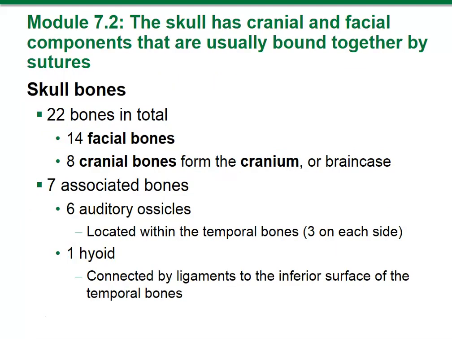The skull bones, there's 22 bones in total, 14 facial, 8 cranial. Then there's 7 associated bones, like the 6 auditory ossicles. These are little bitty bones in the inner ear. We actually have some in the laboratory, remind me to show you. They're actually found within the temporal bone. And when we study hearing in the nervous system, you'll get to know them a lot better.